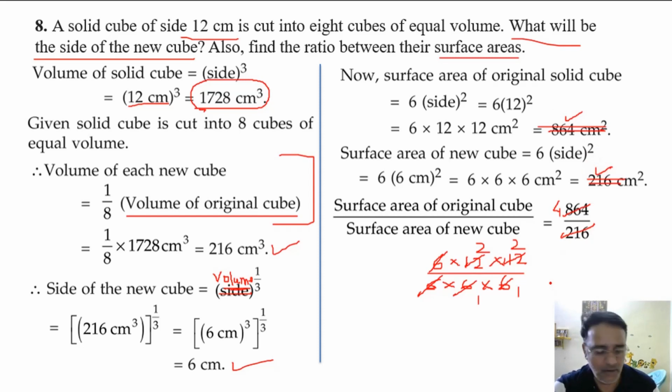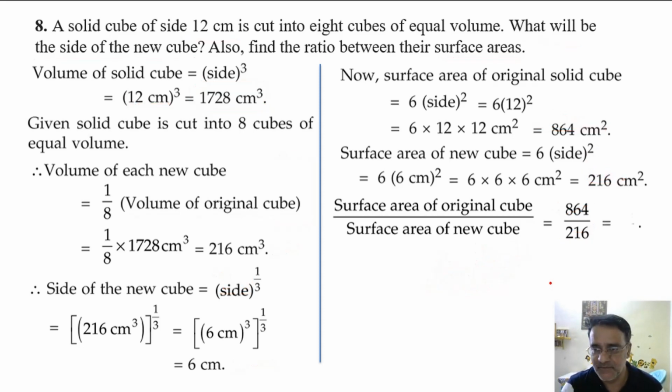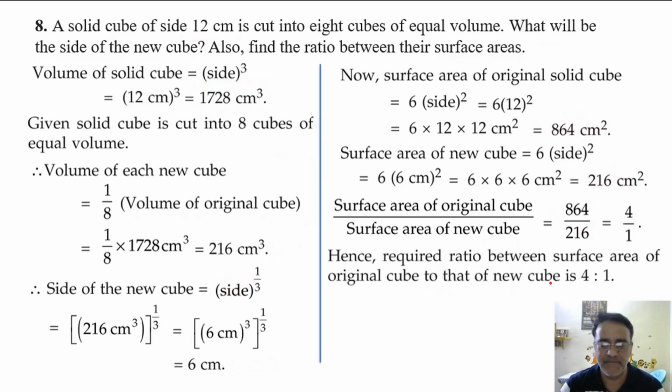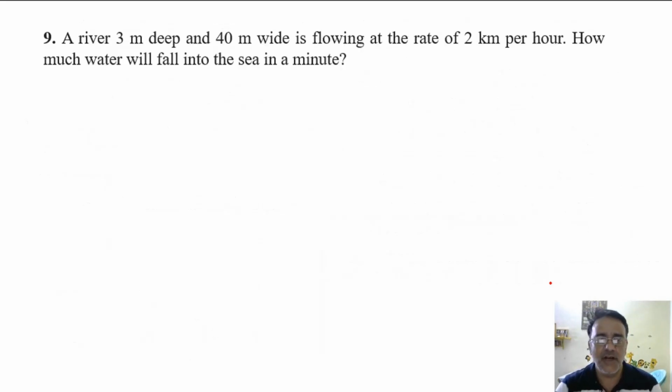Or if you are comfortable with multiplication, you can do that. That is up to you. So you are getting 4 upon 1, that means the ratio is 4:1. Any doubt in this question? No, sir. Okay. So now this is the last question of the exercise.